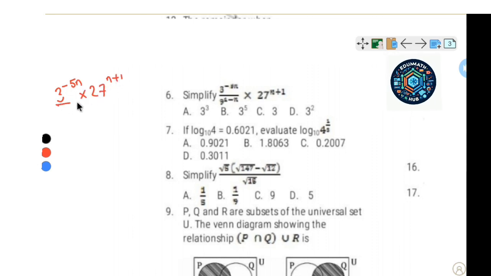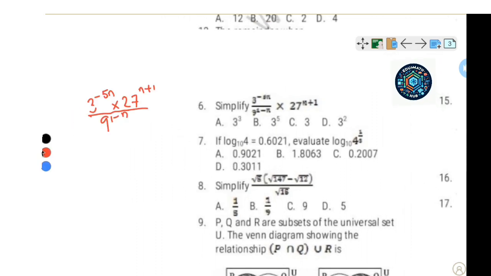For number 6, we have 3 to the power minus 5n over 9 to the power 1 minus n times 27 to the power n plus 1. So you have to simplify. So let's just quickly rewrite the question. If you write it, you have 3 to the power minus 5n times 27 to the power n plus 1 divided by 9 to the power 1 minus n. You can see that 3 is a factor. 3 can go in all these numbers. So just quickly break everything down to power of 3.